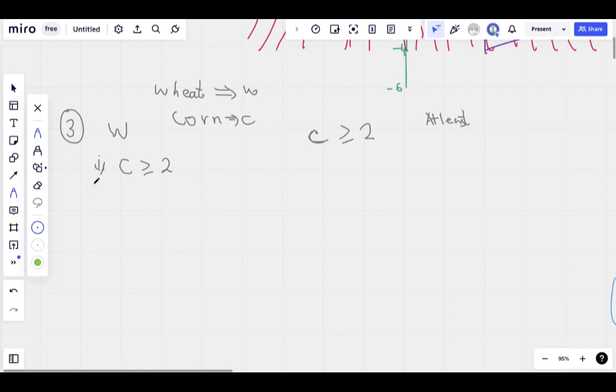Then the second restriction, because we have to itemize the restrictions and bring out our inequalities from them. The second restriction is that there must be at least 2 fields of wheat. So wheat is greater than or equal to 2 as well.